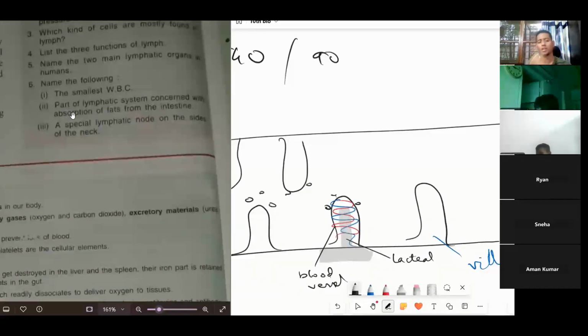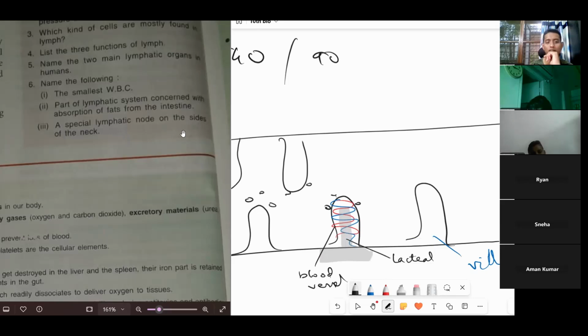Next, name the part of the lymphatic system concerned with absorption of fats from the intestine. Which part of the lymphatic system is concerned with absorption of fats from the intestines? Villi. No, lacteal. Villi is the part of the intestines, and lacteal is the part of the lymphatic system which absorbs the fats. Lacteal is the answer.